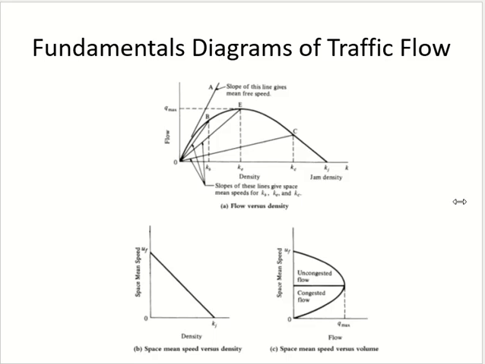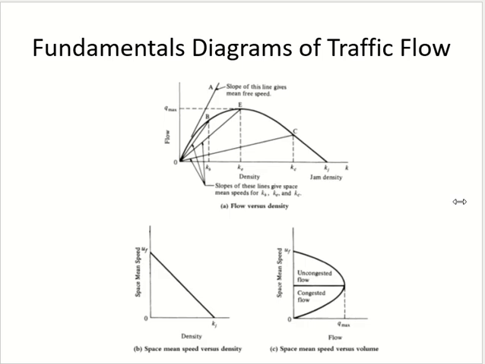Speed is still decreasing. But up till here the flow can increase because you have not reached capacity. After this, the flow is also decreasing. So there are two parts to this figure. One is before capacity, they call it uncongested flow. One is after capacity, which is congested flow. Uncongested, congested. Before capacity, uncongested. After capacity, congested. Clear? Any questions?